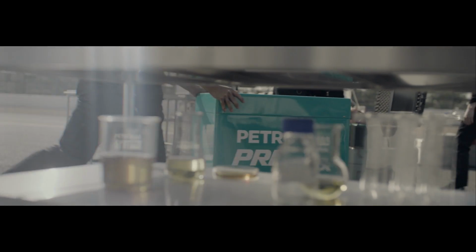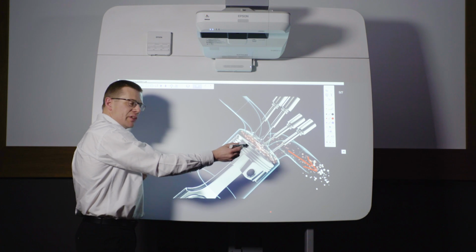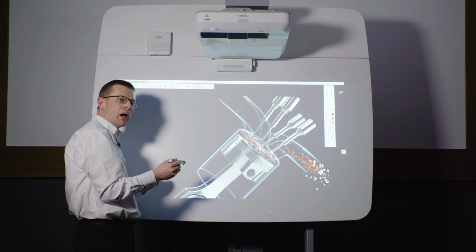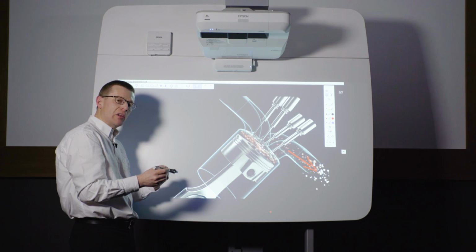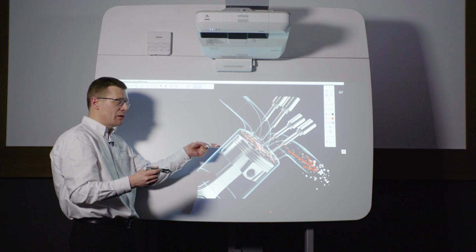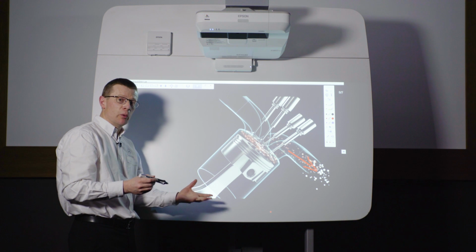So that Petronas Primax fuel used both for pushing the piston down, but also driving the turbine to power that turbine compound loop. And that's how we get the great thermal efficiency from the mixture of the air and the Petronas Primax fuel.